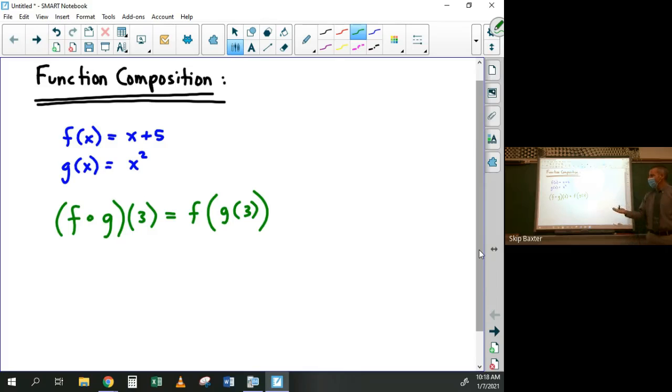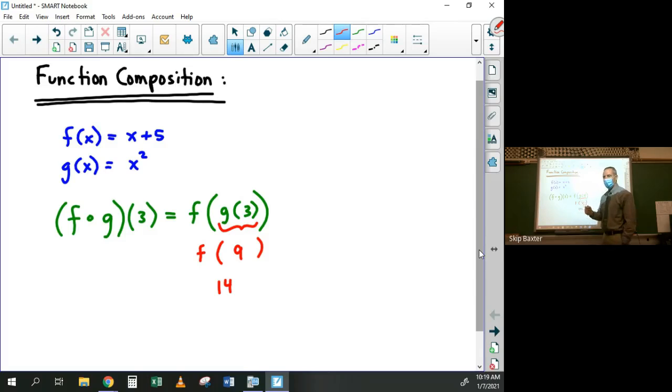Then you just start from the inside and work your way out, just like any mathematical operation. You start with the innermost set of parentheses, and then work your way out. So you evaluate g of 3, which means go to the function g and substitute in x equals 3. So it's 9. Then you just find f of 9, which is 9 plus 5, which is 14.